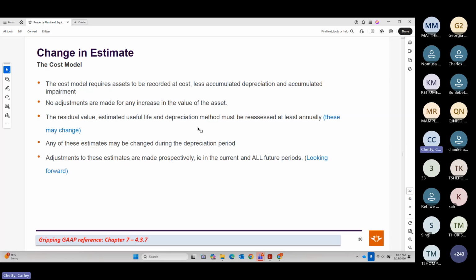The residual value, the estimated useful life, and the depreciation method must be reassessed at least annually, because these things could actually change. Any of these estimates may be changed during the depreciation period. If there is an adjustment to any of these estimates, this is made prospectively in the current and all future periods looking forward.